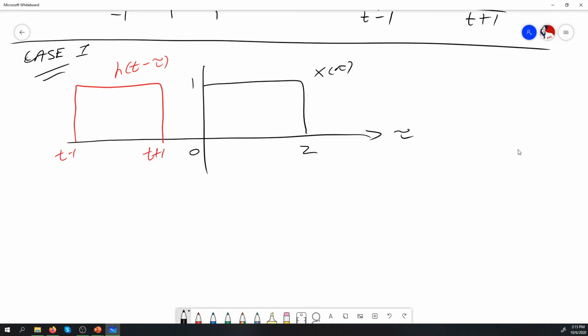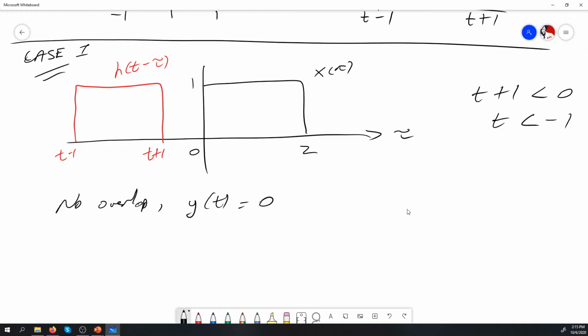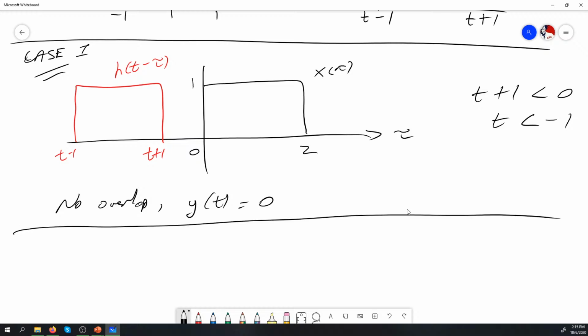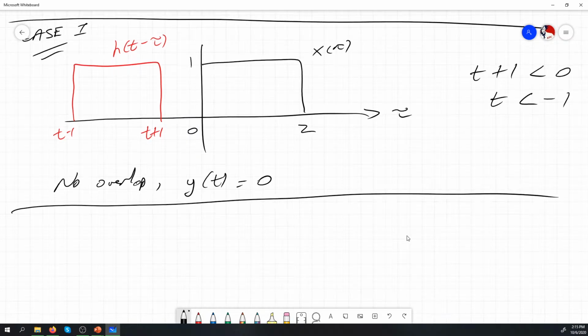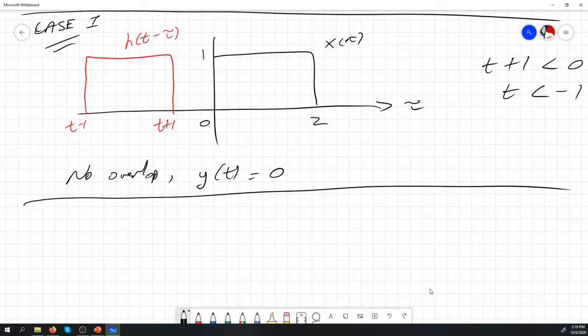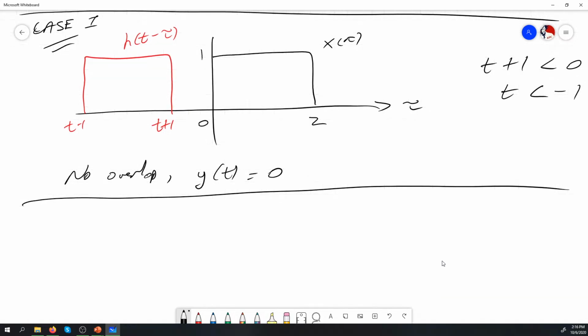So we know there's no overlap. So y of t here is going to be 0, but we still need to evaluate our time range. For this particular case, we see that t plus 1 here hasn't hit the 0 part for x of tau. So we say t plus 1 is less than 0, so t here is going to be less than minus 1. So that will be the evaluation for our first case here.